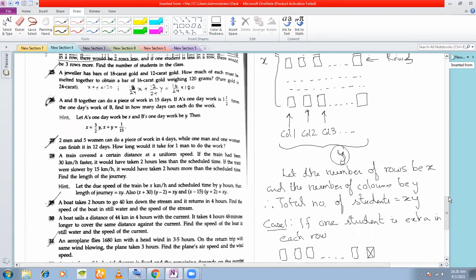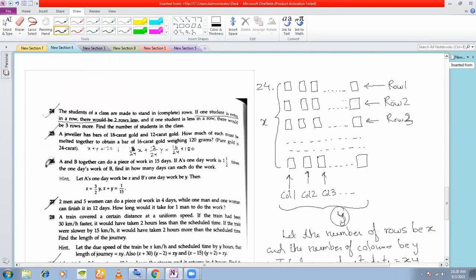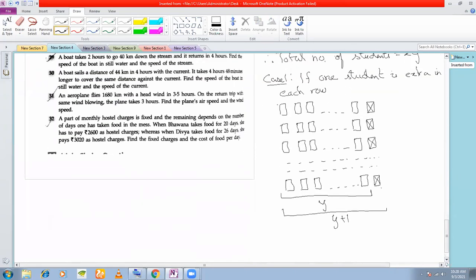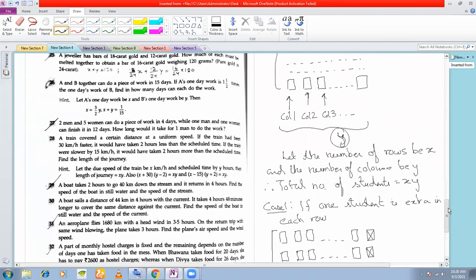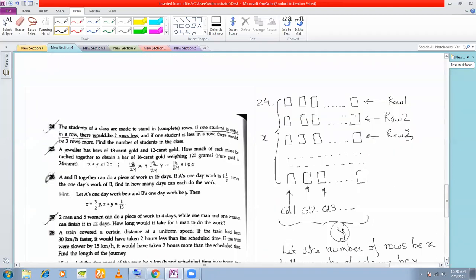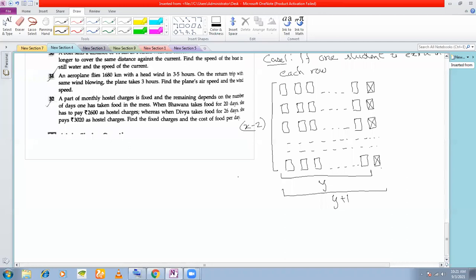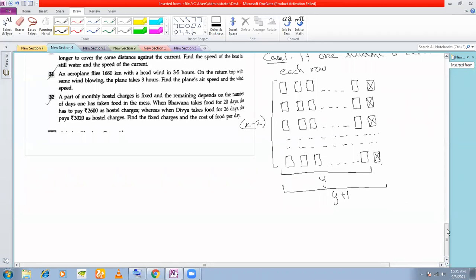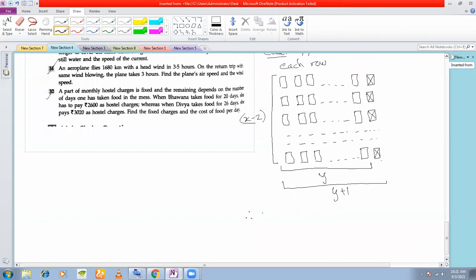So now if you read the problem, what does it say? If one student is extra in a row, there would be 2 rows less. That means now how many rows are we getting here? X minus 2, right? Initially there were X rows. Now how many rows are we getting? X minus 2, because it is mentioned in the problem that if I add an extra student, I'm getting 2 rows less. Is it clear now? Yes, sir. So therefore, what is the total number of students?